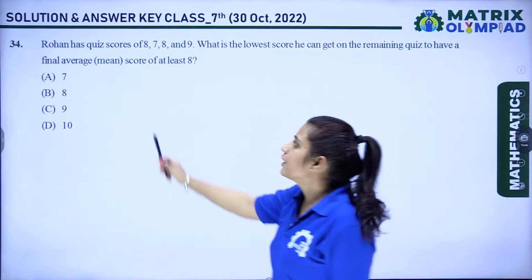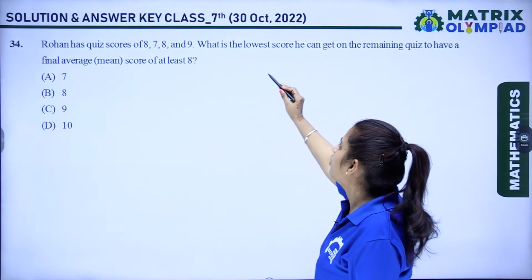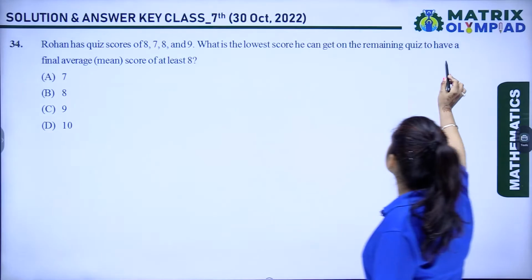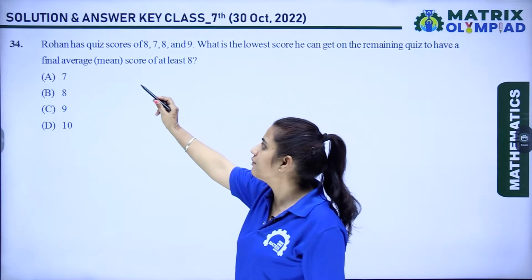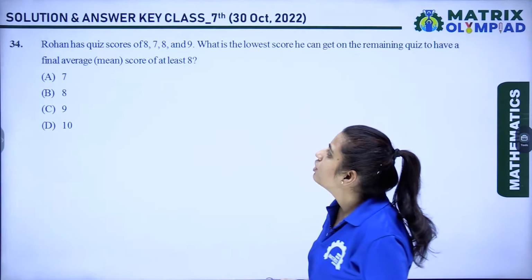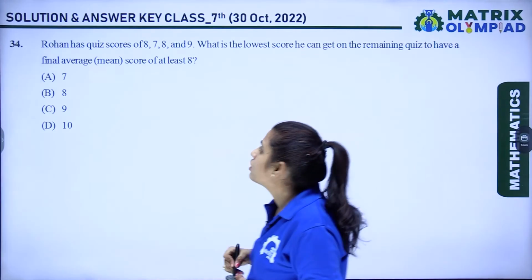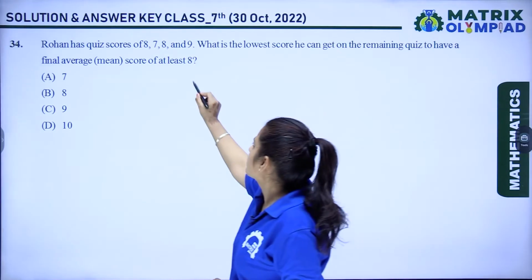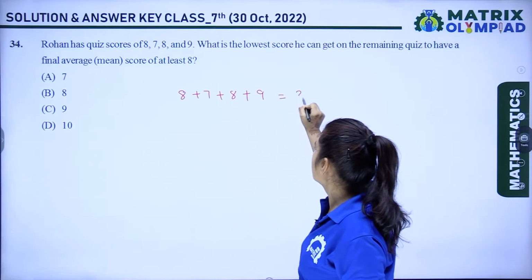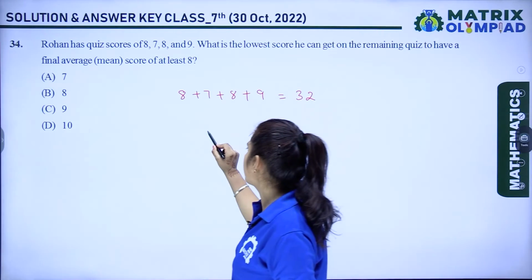So the next question is, Rohan has quiz scores of 8, 7, 8 and 9. What is the lowest score he can get on the remaining quiz to have a final average, or mean score, of at least 8? Here, first of all, we will calculate the total score, that is 8 plus 7 plus 8 plus 9, which is equal to 32. Now what is the least score that is to be added?